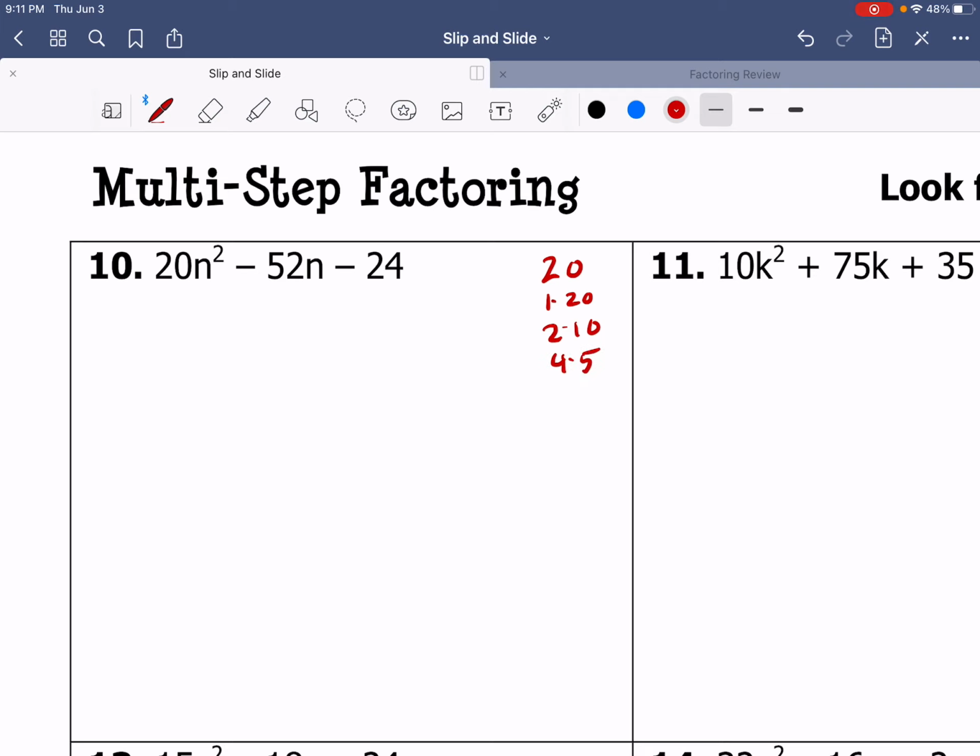And again, always start with the biggest number. 20 does not go into 52, so it's not it. 10 does not go into 52, so no. 5 does not go in there. 4 goes in, so it's 4. So let's take out 4.